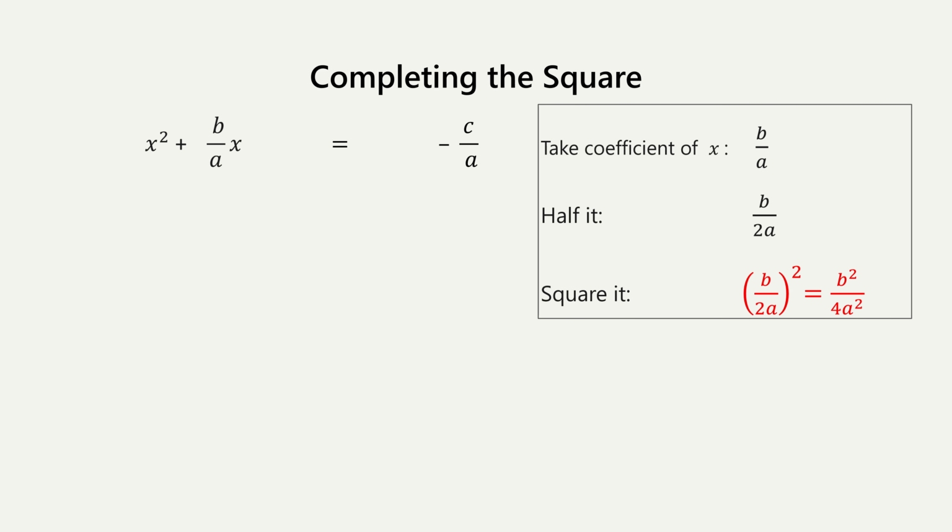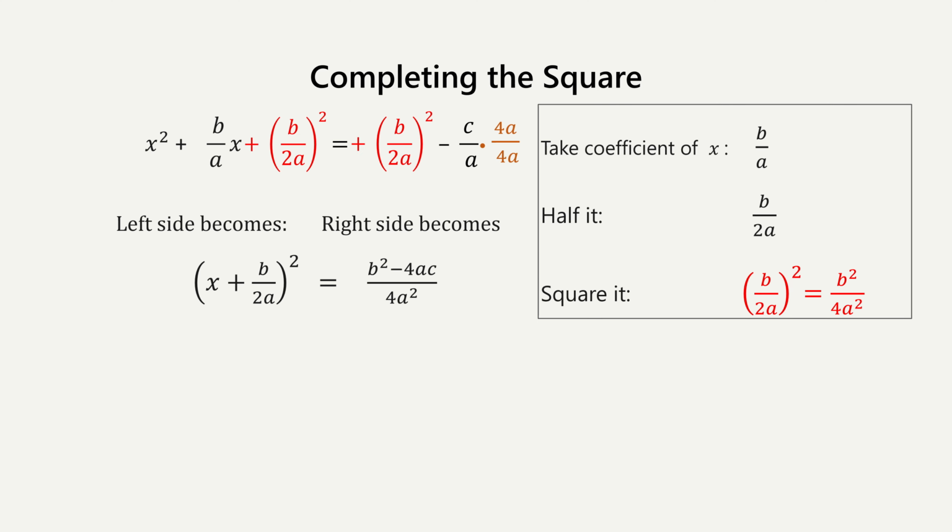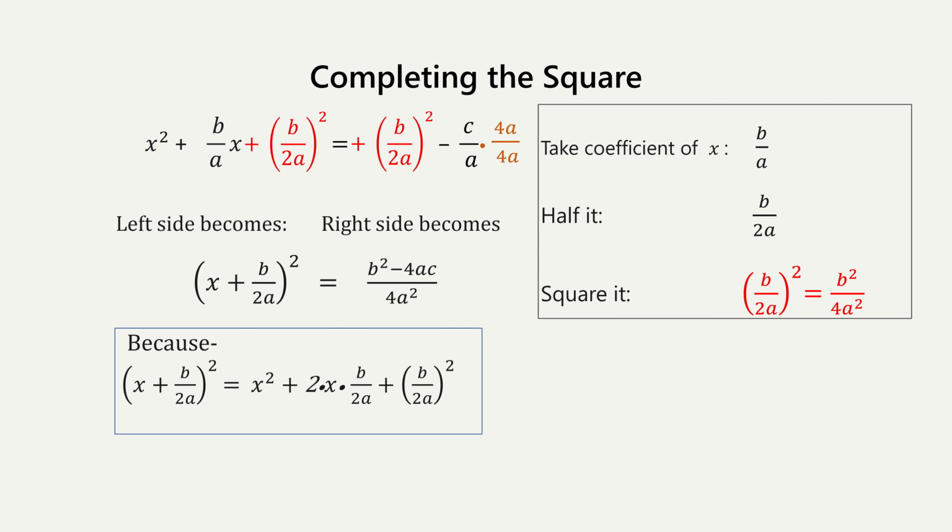For the purpose, we take the coefficient of x, that is b over a, make it half, that is b over 2a, and now square it, that is (b over 2a) squared, and add this number to both sides of the equation to maintain its balance. And now notice the left side converts beautifully into a perfect square, (x plus b over 2a) squared.